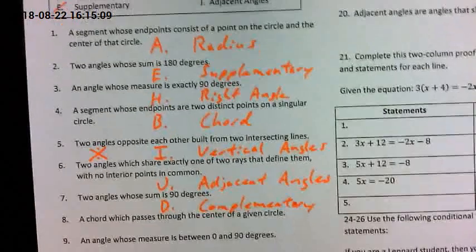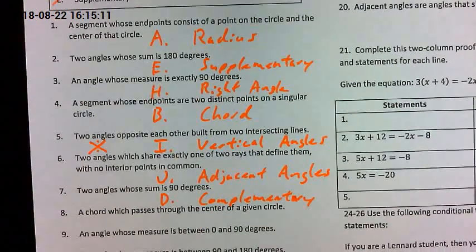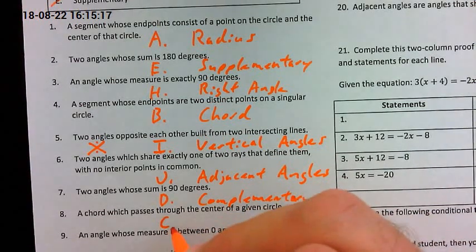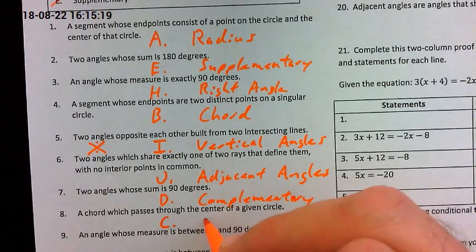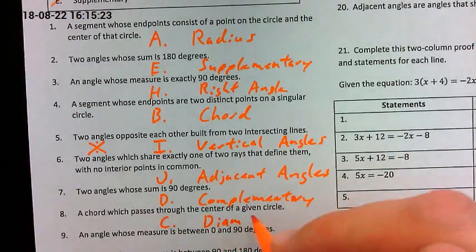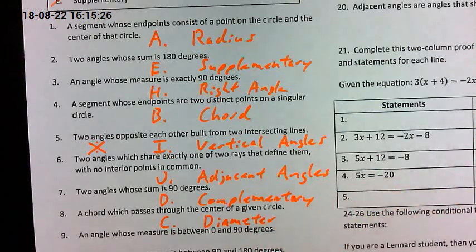For number 8, a chord which passes through the center of the circle. Well, the only other word up there that is a type of chord is a diameter, which is C. So diameter is a type of chord. And you can say a couple different things about a diameter. You can define it as a chord that passes through the center of the circle, like it does here. You could also say that a diameter is the longest chord in a circle.